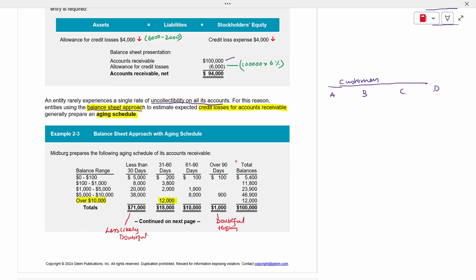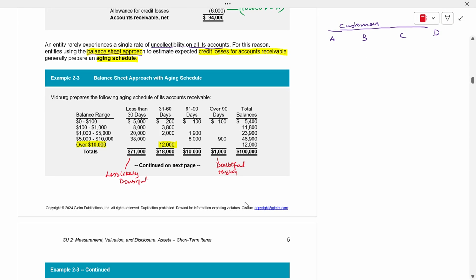This is the purpose for which we create the aging schedule. We are not preparing the aging schedule; we should know what the purpose of preparing it is. They will ask you a multiple choice question on this.